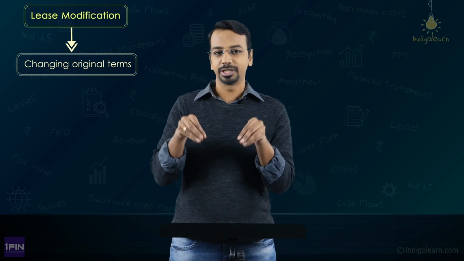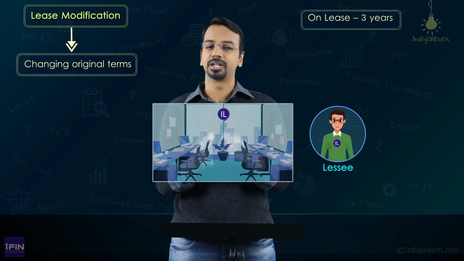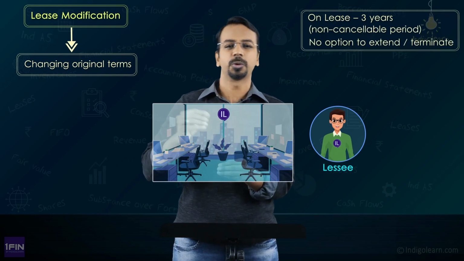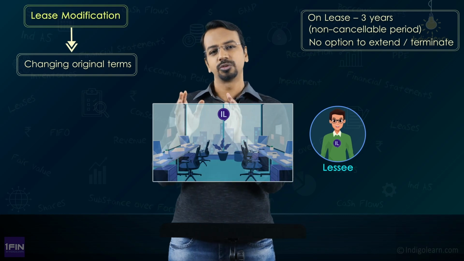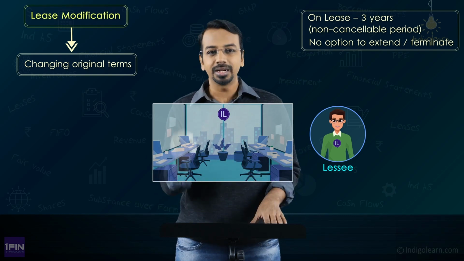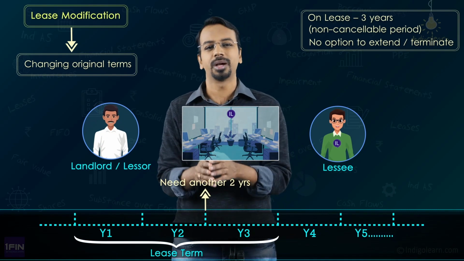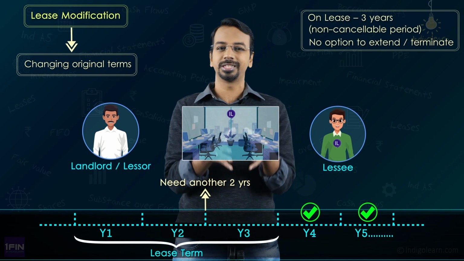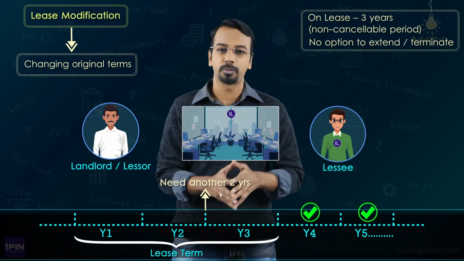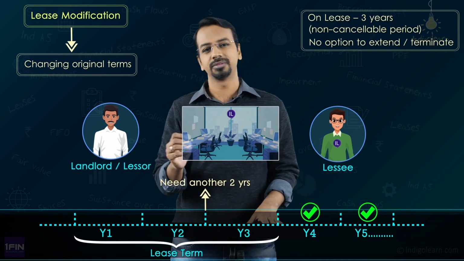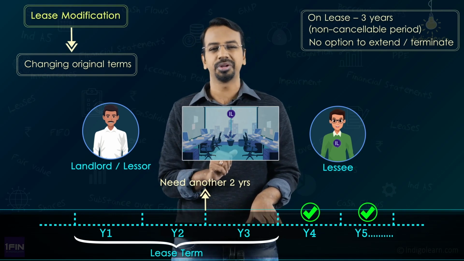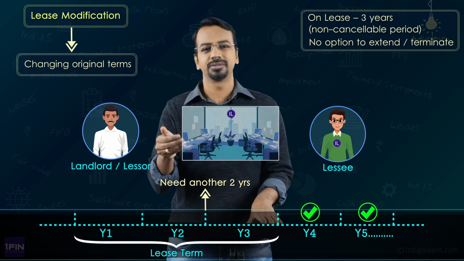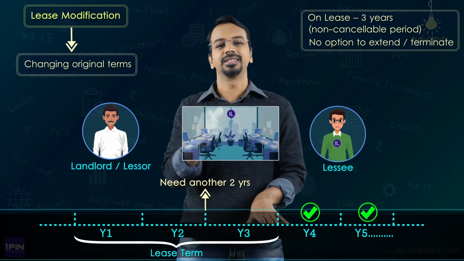Say for example, we took this particular premise on lease for a period of 3 years. That 3 years was a non-cancelable period and there was no option to extend or terminate, nothing was mentioned. By the end of the second year, we realized that we need this premise for another 2 years, meaning the original 3-year period and an additional 2 years, so that we can carry out our operations efficiently. So we went to the landlord and said, we have taken your premise for 3 years, but now we feel that we would need it till the end of 5 years. Let us negotiate, let us agree on revised terms and conditions and extend this lease term.